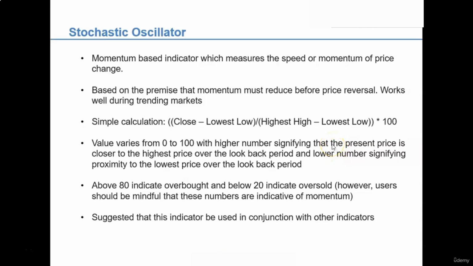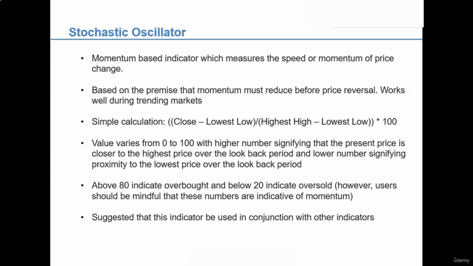Hello friends. We'll now talk about the stochastic oscillator. The stochastic oscillator falls within the momentum-based indicator family, and it measures the speed or momentum of price change. This is very important, so make sure that you understand that what the stochastic oscillator is trying to do is measure the momentum or speed of price change.